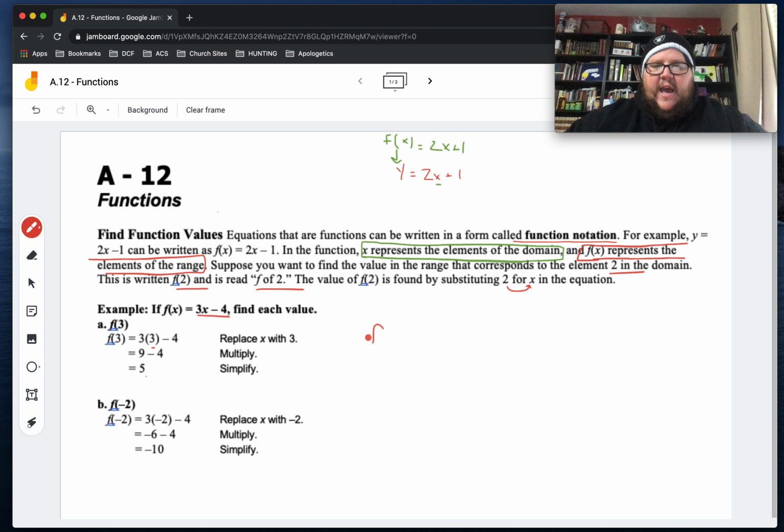If I wanted f of 10, I'm going to plug 10 in for x. So 3 times x, but x is 10, minus 4. And 3 times 10 is 30. 30 minus 4 is 26. And that would be my answer.